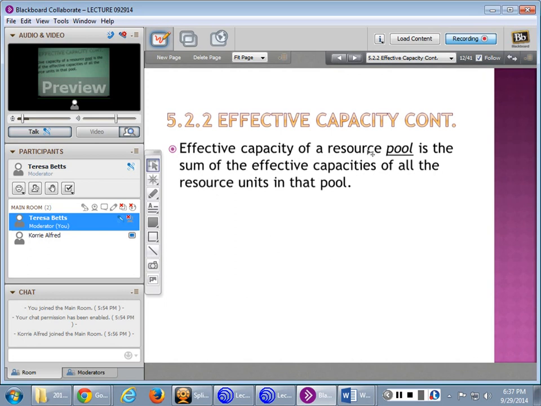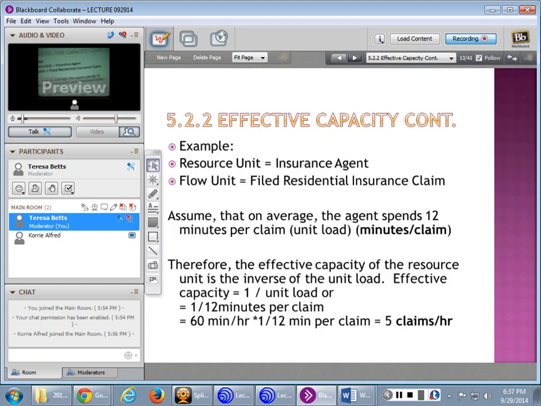Effective capacity of a resource pool is the sum of the effective capacities of all the resource units in that pool. We'll look at an example and I'll point that out. So, in our example, a resource unit is the insurance agent. The flow unit that we're going to look at is a filed residential insurance claim.